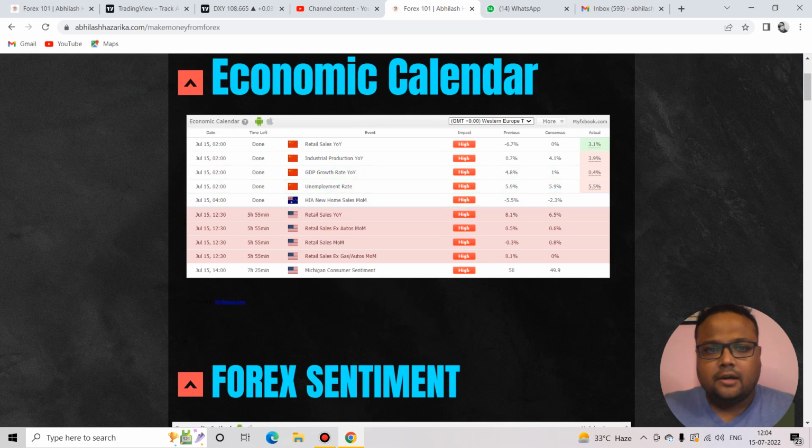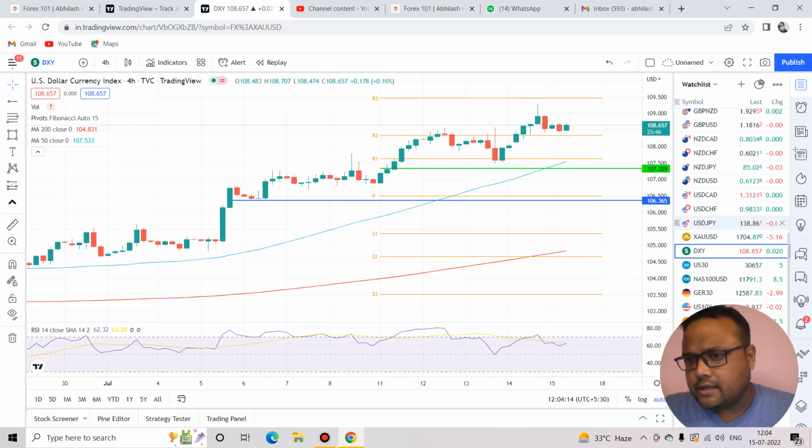You can see retail sales coming up after 55 minutes, so we may see some crazy moves again on the chart of DXY. So please be careful, and new traders and beginners, try to avoid trading during this hour. Okay, now let's have a look at the chart of Euro dollar.